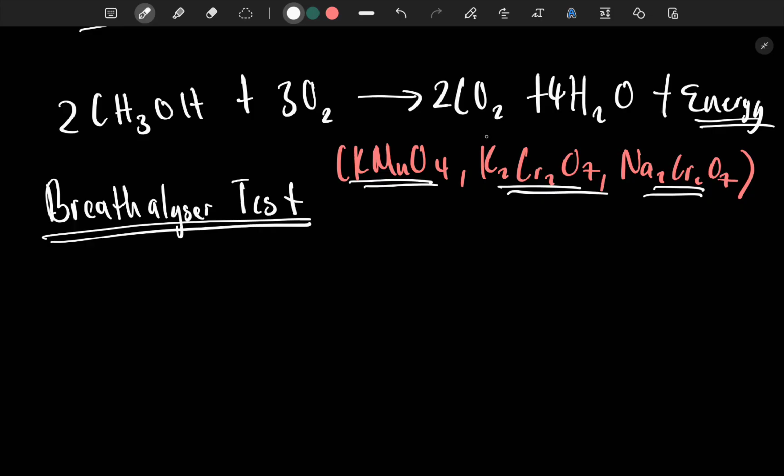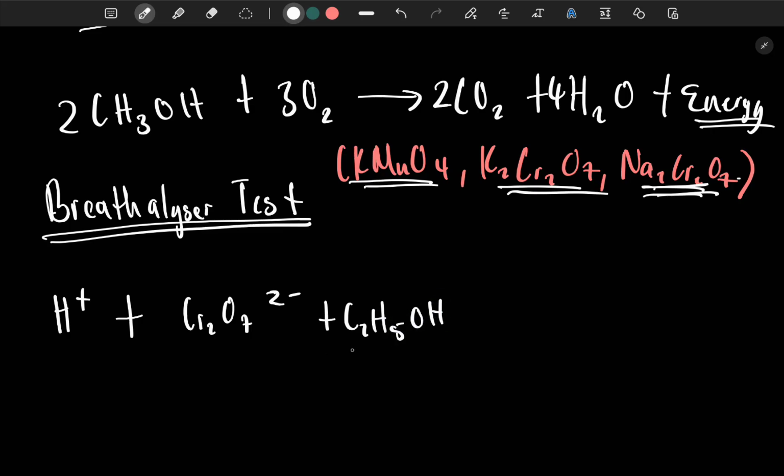Now, what I want you to know is we're going to take this special guy, either the K2Cr2O7 or Na2Cr2O7, but we'll just take the ion, the Cr2O7, and it's going to react. So this breathalyzer test uses this Cr2O7 guy, which is in the acid, because he's going to be reduced. So what happens is you have an acid, H+, then you have this Cr2O7, and it's a 2-. Now, you react him with C2H5OH. What is this? Alcohol. So alcohol meeting the Cr2O7, what does it do?